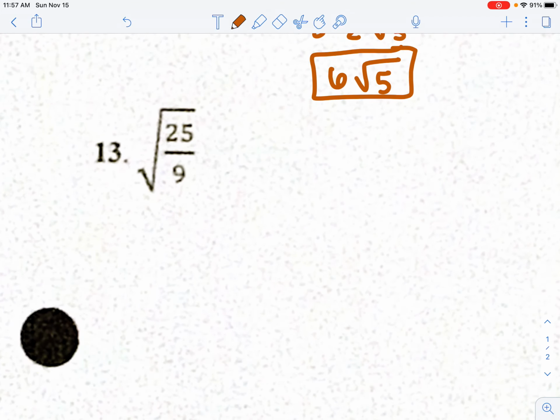All right, last one's here. We've got this. So you notice now under the radical, we have a fraction. So it says the square root, or radical, of 25 over 9. So what you do is you can actually split the fraction up. So I can actually say the square root of 25 divided by the square root of 9.